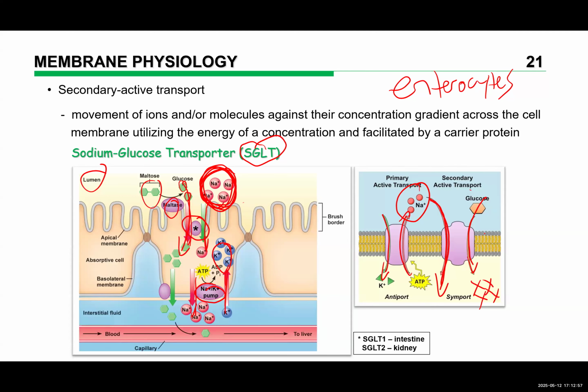I have a question. Yeah. So at the basal surface, wouldn't you use a GLUT transporter to take out the glucose from the intestines? Yeah. So we actually probably won't even get into that in this class, but yeah, there'd be a GLUT here to get it into your blood. Oh, okay. I think it's a GLUT5 or something like that, but I don't remember.